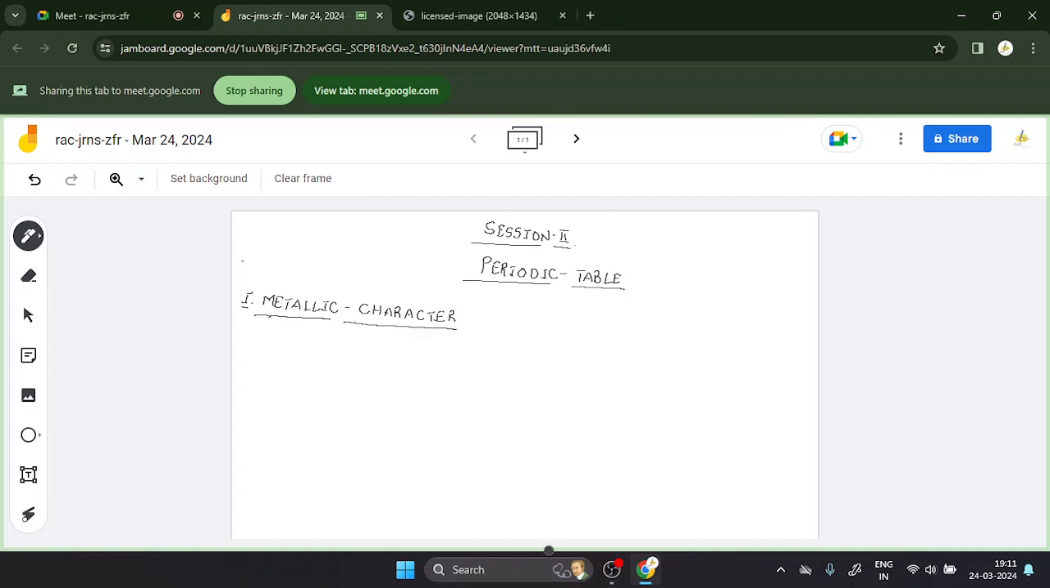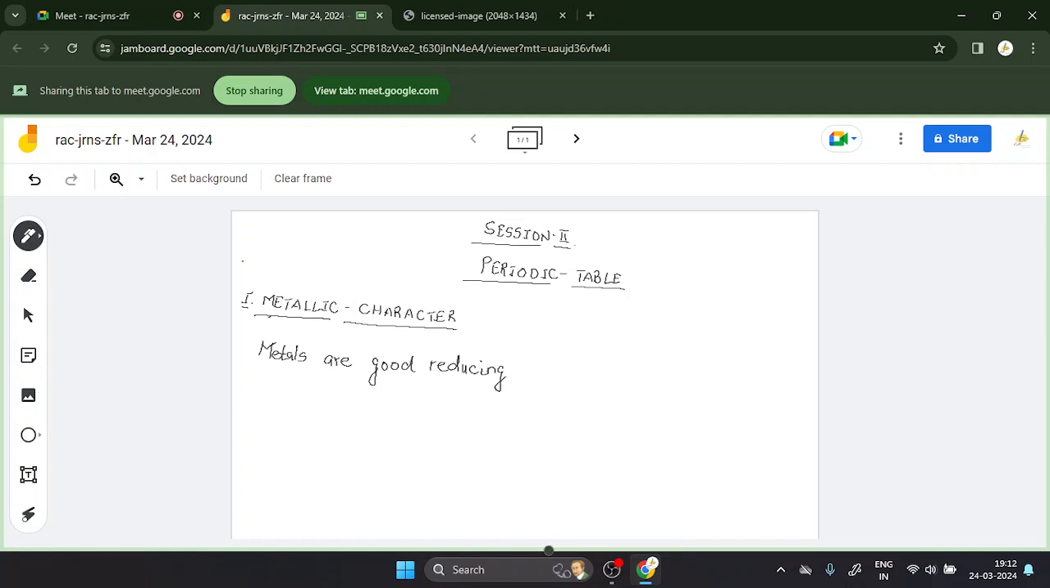Now, what do I mean by metallic character? This we have to discuss. What will be the metallic character when we go down the group? What will be the metallic character when we go along the period? Basically, always remember, what are metals? Metals are good reducing agents.